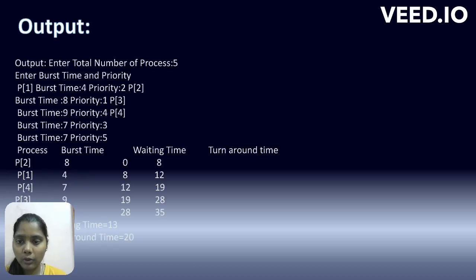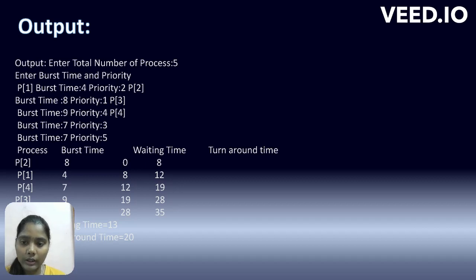Here is the output of that code of priority and turnaround time. The output: enter the total number of processes. I am entering 5, and enter the burst time and the priority. For P1, the burst time is 4 and priority is 2. The burst time is 8 and priority is 1. I'm giving P3, and it's showing burst time of 9, priority of 4. For P4, burst time of 7, priority is 3, and burst time of 7, priority is 5.